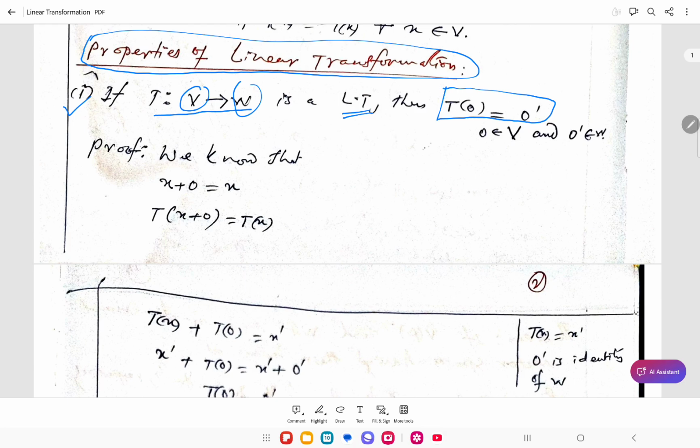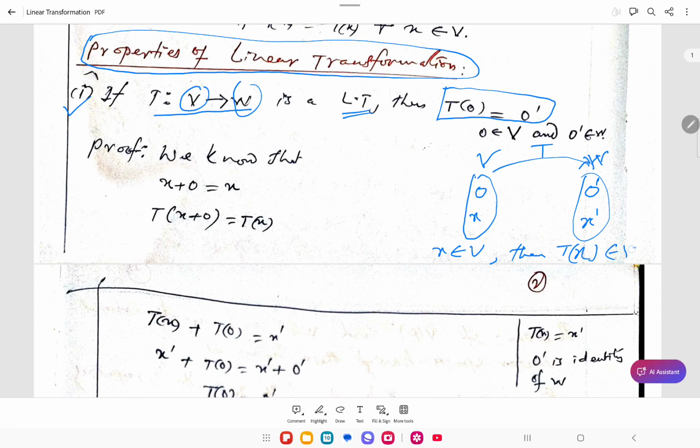We have two vector spaces here, namely V and W, and the transformation is T from V to W. Suppose 0 is an element in V, and 0 dash is an element in W. In general, say x belongs to V, then Tx belongs to W. So x dash will be some Tx, and 0 dash will be some T0.